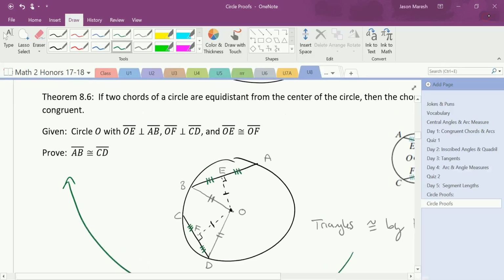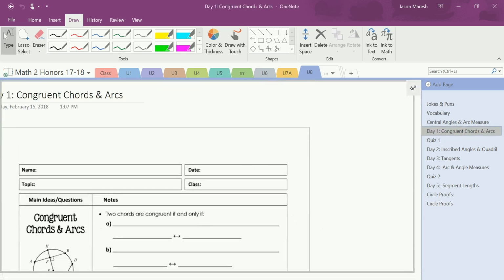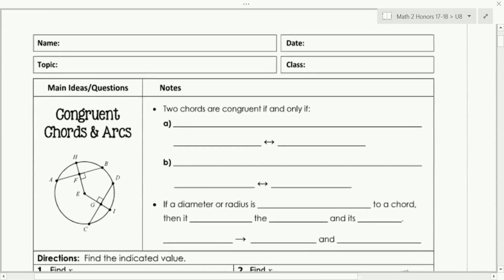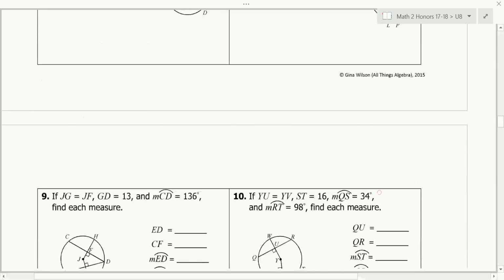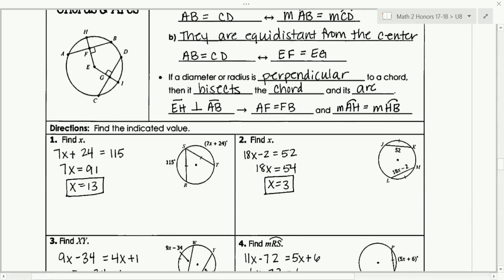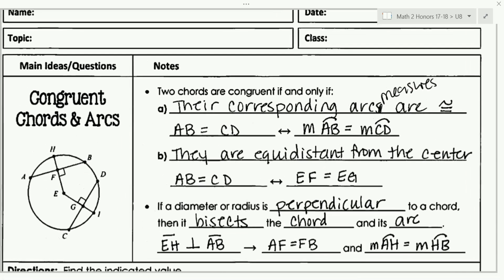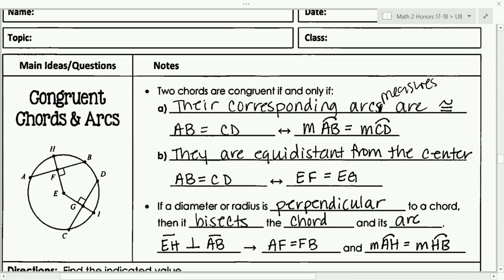Turn to your other packet. A couple pages in. Looks like this. Okay. And this is going to summarize kind of what we've been saying. So we're going to fill this in based on those definitions. So two chords are congruent if and only if, we're just proving this, their corresponding arc measures are congruent.